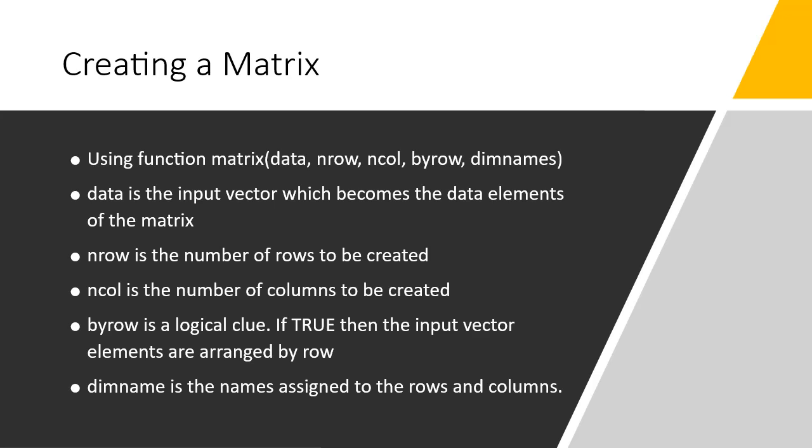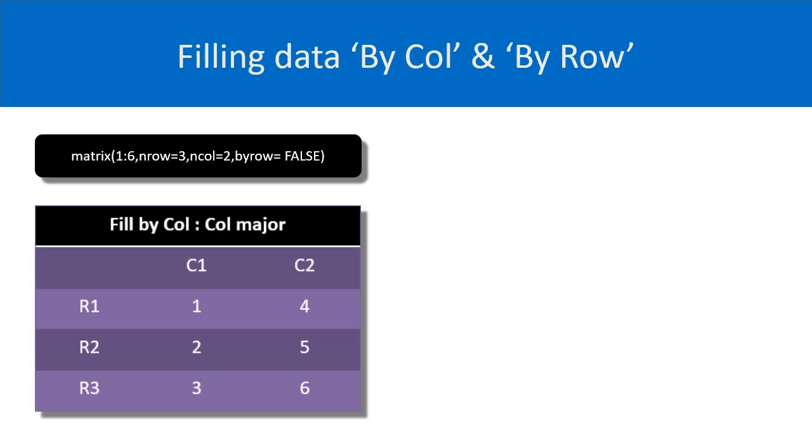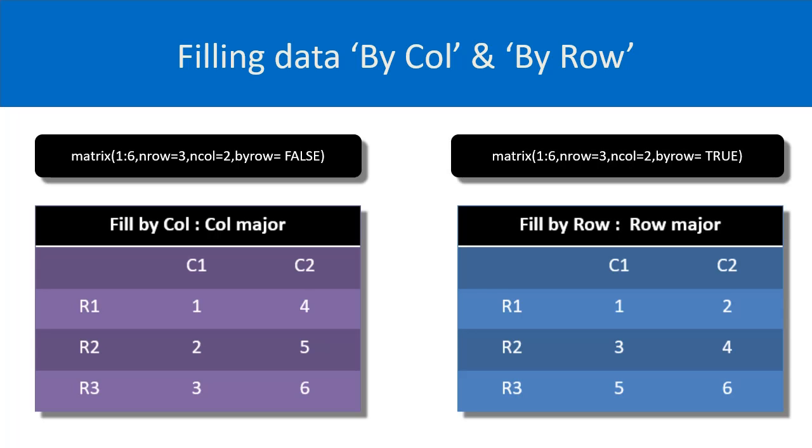Let us see some examples. The function matrix is given data 1 to 6. We tell R we want 3 rows, 2 columns, and filling of the cells is to be done not by row, but by columns. I have omitted the details in the function definition as to how I gave row names R1 to R3 and column names C1 and C2. We will see that in the RStudio session. R goes about filling the data by the C1 column and then the C2 column, from top to bottom. In the second matrix, we see how R fills the data by row.